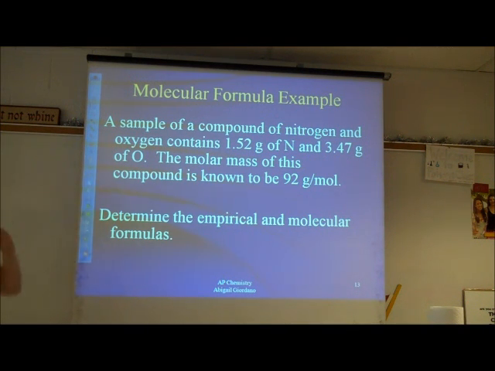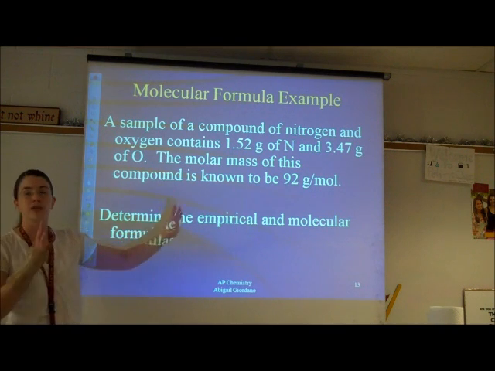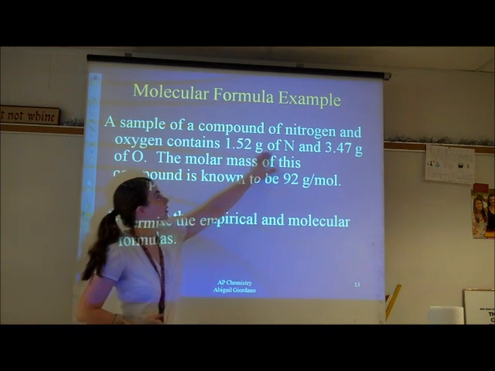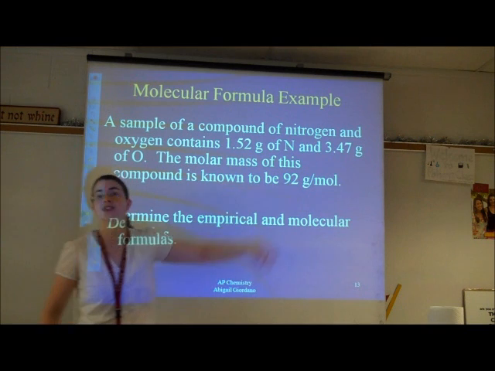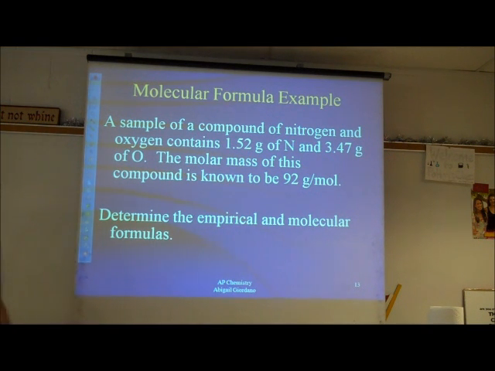This is a compound with only 2 elements in it. This is nitrogen and oxygen. Do not be thrown off by the fact that this problem does not have percentages in it. This has just straight number of grams. All that means is you can skip that first step. You don't have to take off a percent sign and put the grams on. They're already there. So I want you to solve for the empirical and then stop.